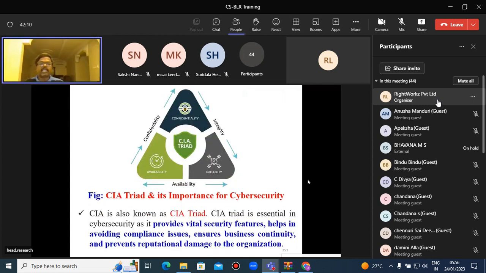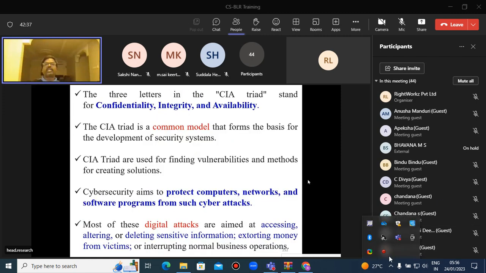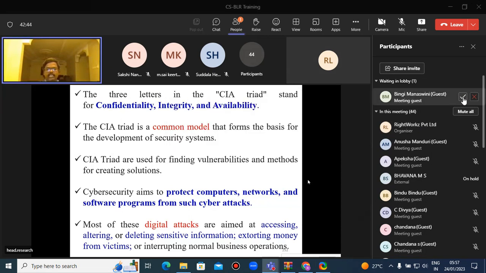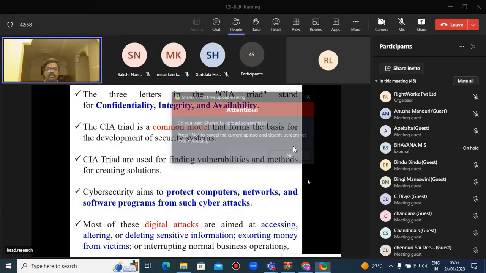The CIA triad is essential in cyber security as it provides vital security features, helps in avoiding compliance issues, ensures business continuity, and prevents reputational damage to the organization. The three letters in the CIA triad stand for confidentiality, integrity and availability. The CIA triad is a common model. A model is nothing but a simplified version of reality that forms the basis for the development of security systems. The CIA triad is used for finding vulnerabilities and methods for creating solutions.